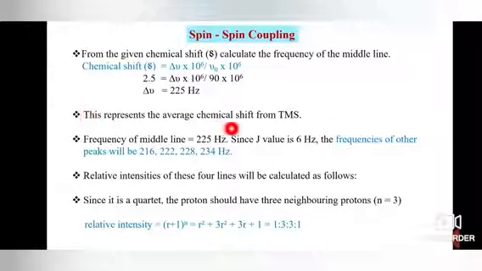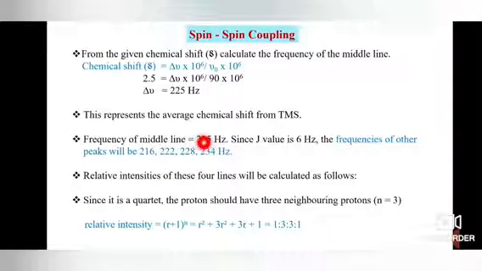This represents the average chemical shift from the TMS, so this is the frequency of the middle line. As the J value is 6, we can calculate the frequencies of the other lines by adding 6 Hertz or subtracting 6 Hertz from the middle one, 225. By doing so, the frequencies of the lines obtained are 216, 222, 228 and 234.